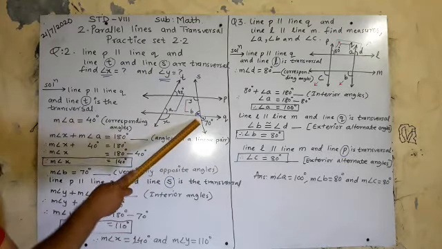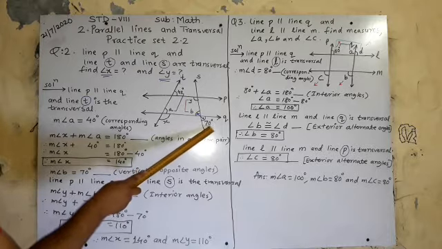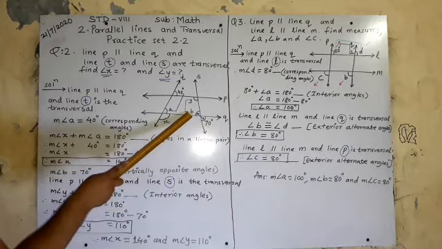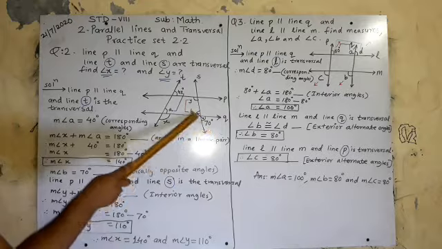Can you see here I have directly tick marked something? If this angle is 70 degree, so measure of angle B also will be 70 degree.